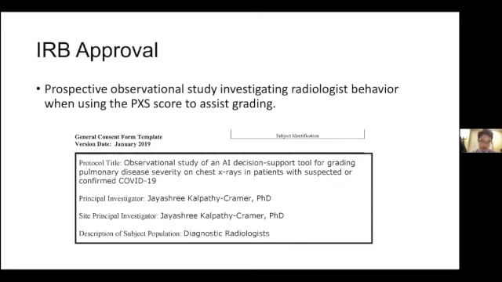So the next step was to obtain IRB approval for a prospective study so that we could actually deploy this on the clinical front. And so we were able to obtain IRB approval for a prospective observational study investigating radiologist behavior when using PXS score to assist grading.